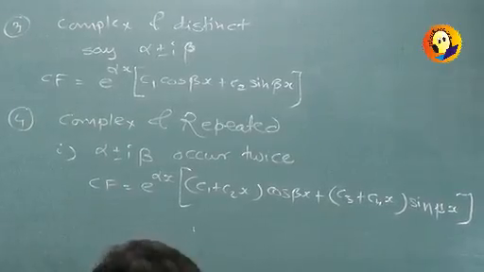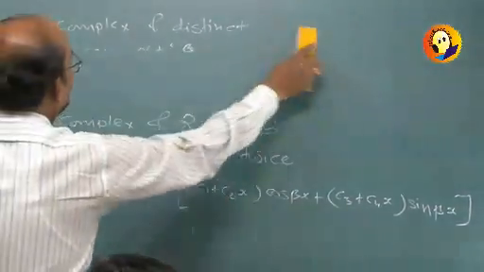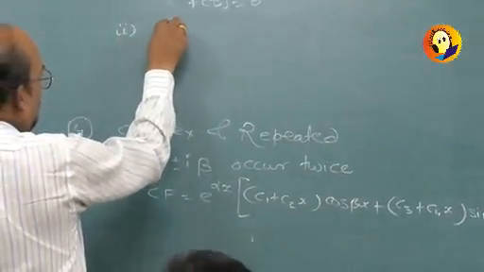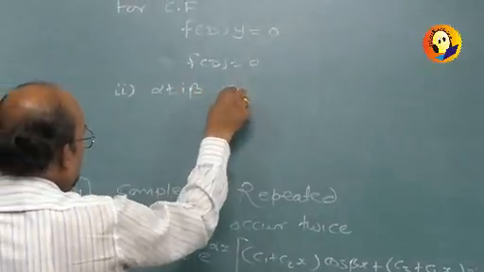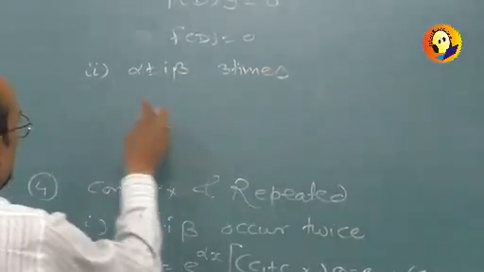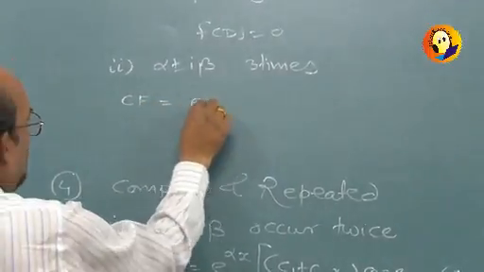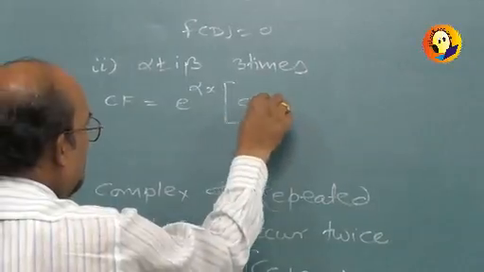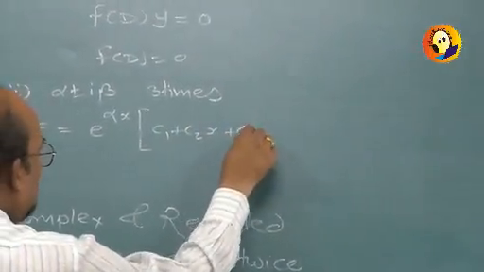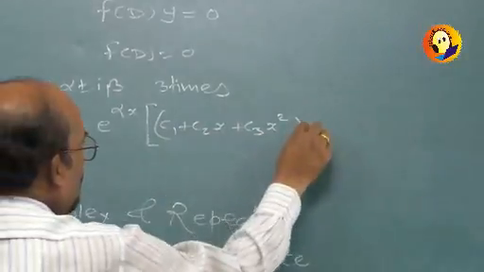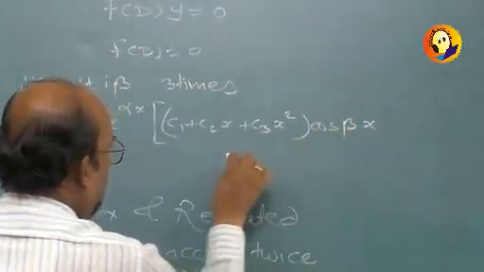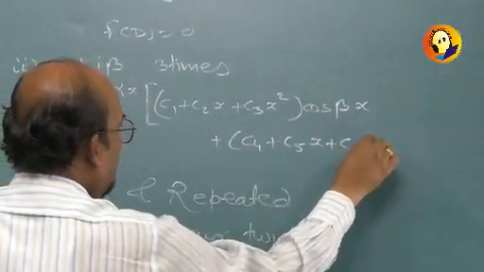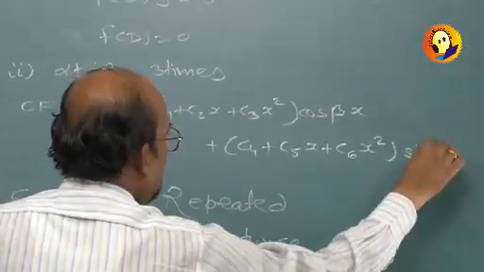That will be the formula for complex repeated roots when occurring twice, and if alpha plus or minus i beta occurs 3 times, then CF is going to be e raised to alpha x into bracket, 3 times means 6 constants, C1 plus C2x plus C3x square cos beta x plus C4 plus C5x plus C6x square sin beta x.